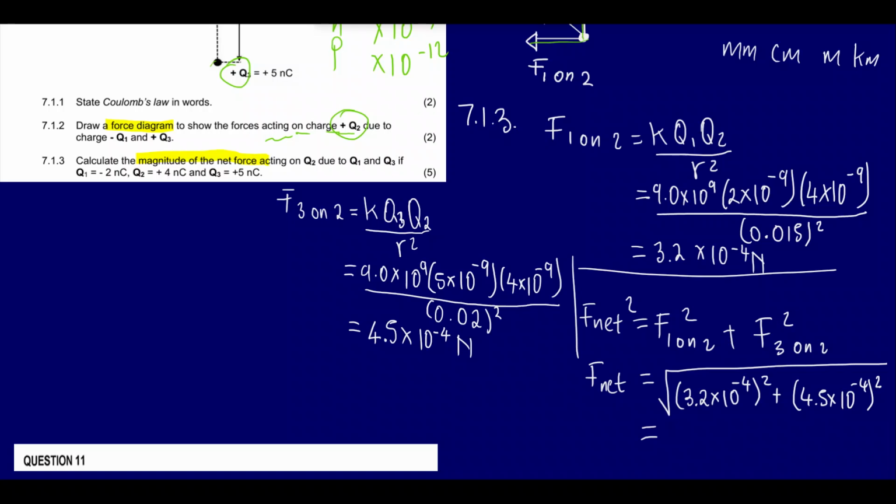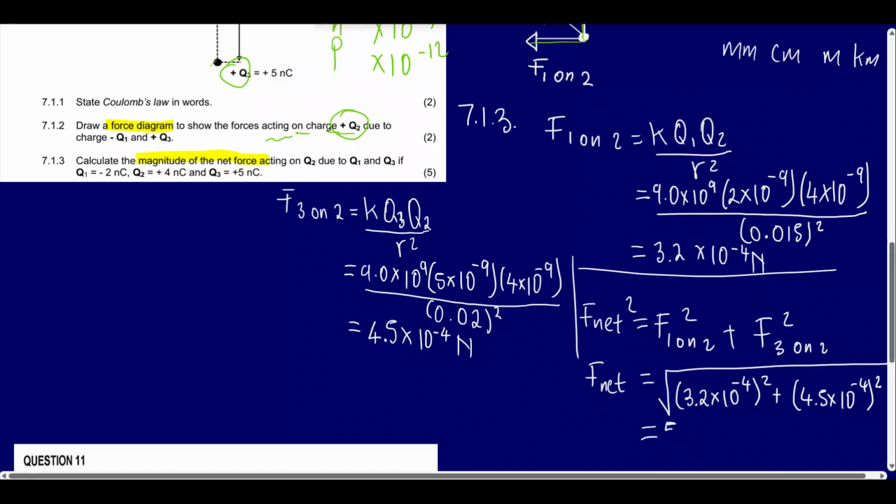So our net force is the square root of 3.2 times 10 to the power of negative 4 squared plus 4.5 times 10 to the power of negative 4 squared. If everything is substituted correctly, the answer is going to be 5.52 times 10 to the power of negative 4 newtons. So that is the magnitude of the force.